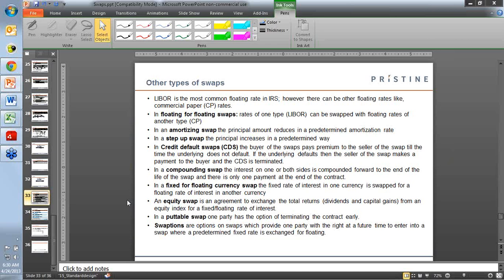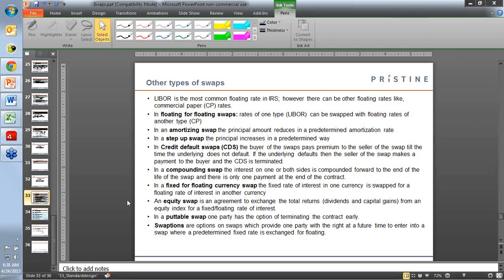Then we have a fixed for floating currency swap. So here again it's very intuitive from the name. The fixed rate of interest in one currency is swapped for the floating rate of interest in another currency. So earlier, as in the question that we saw, the case was of a fixed for fixed currency swap. This is fixed for floating currency swap. So in one currency, the rate of interest will be floating.